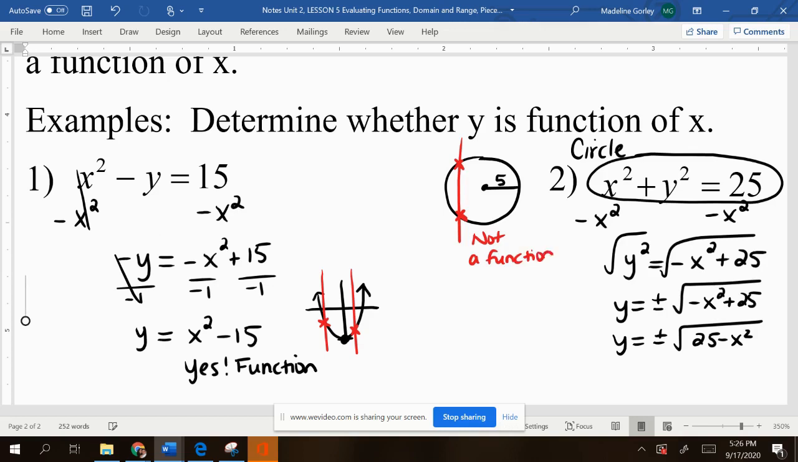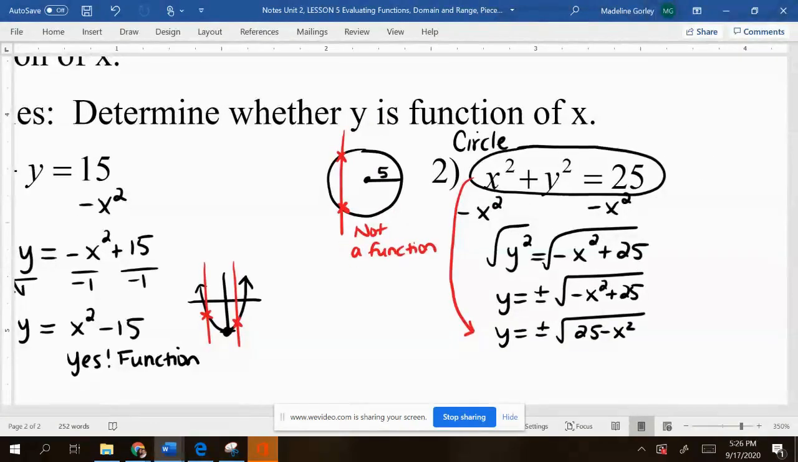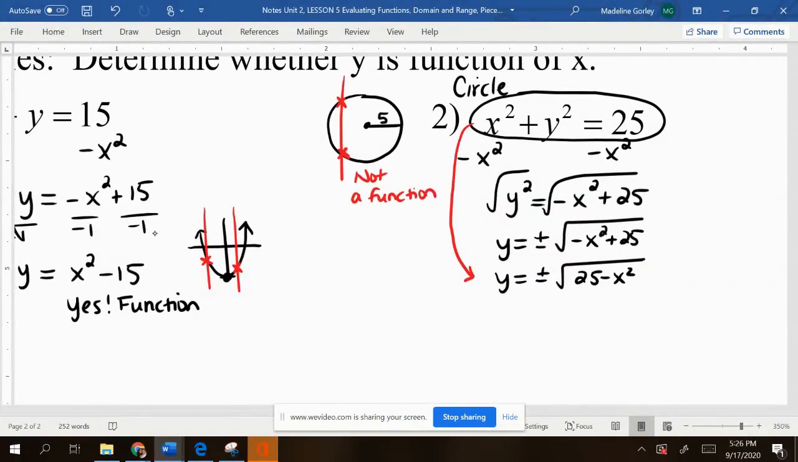If you don't recognize that it's a circle right off the bat, you have to get into calculator-friendly form. So that's why we get into y equals form. And now that it's in y equals form, I can type it into my calculator. In my y1, I would put the positive form of the root, and in y2, I would put the negative form of the root.